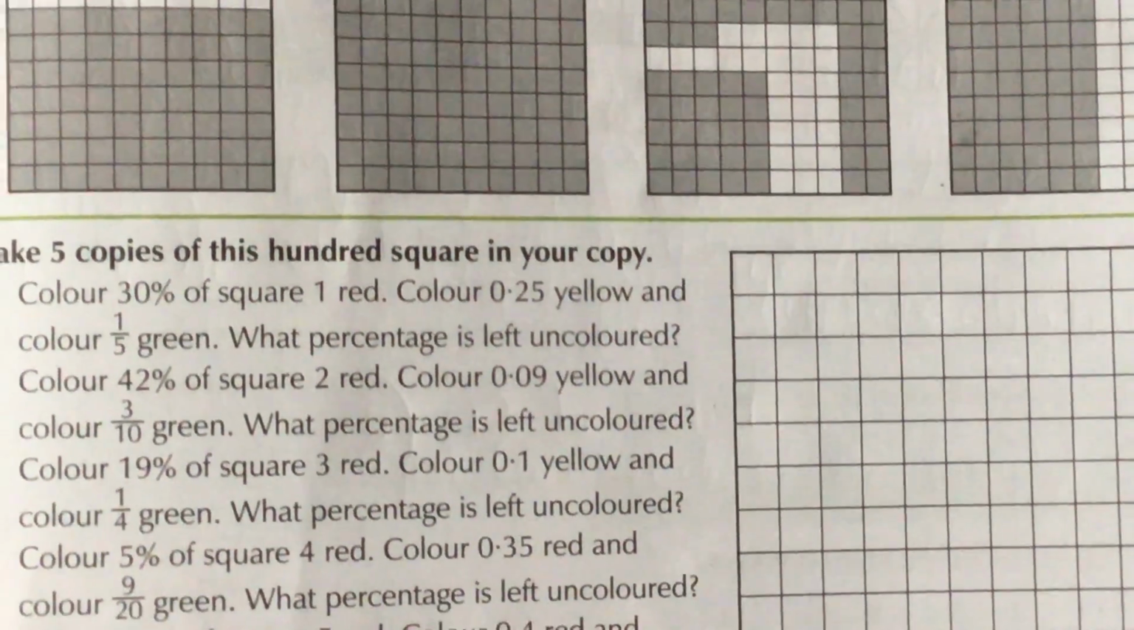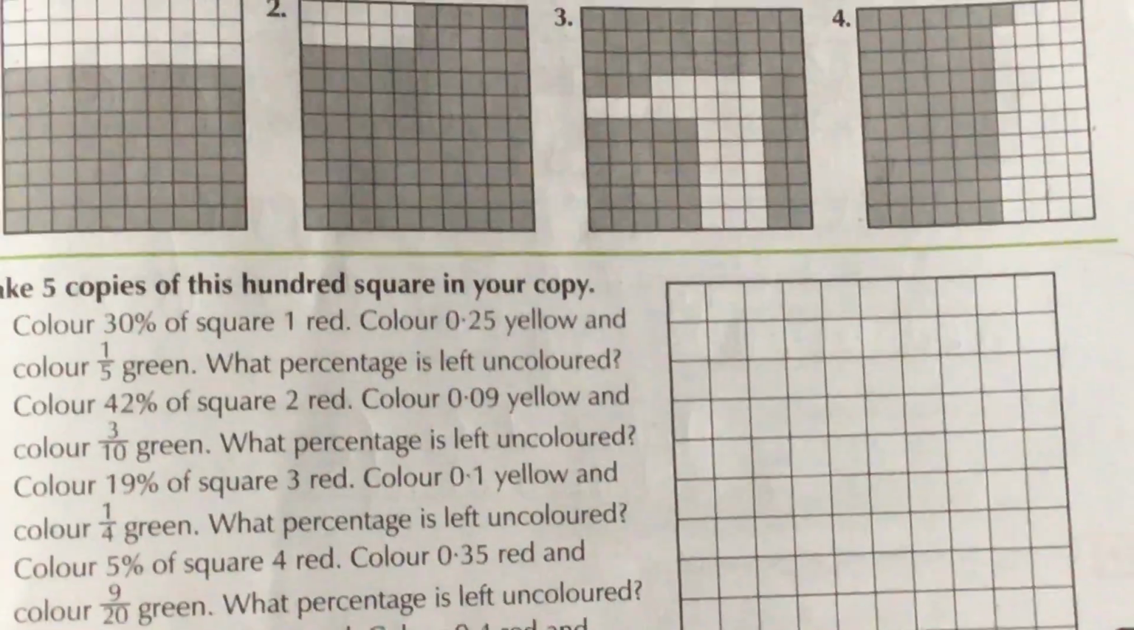25, which is 25 out of 100, which is 1/4 out of 100. 25 are going to be yellow. Do you understand that? And 1/5 of 100, 20 are going to be green.